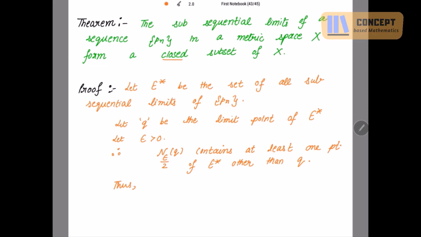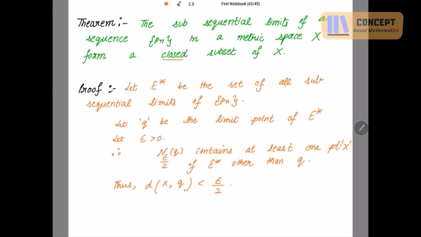Thus, suppose we take one more point from E star instead of Q. It contains at least one point of E star. Let's say that one point in E star will be X. Suppose X is another point from E star. So X is contained in this neighborhood. If X is contained in this neighborhood, that means its distance from Q is less than epsilon by 2. So the distance of this point X from Q is less than epsilon by 2.